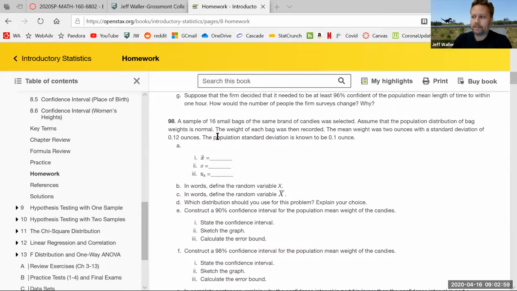0.1, it says, is the population standard deviation. Now notice, a sample of 16 bags was taken. The weight of each bag was recorded. The mean weight was 2. Okay, that's the sample mean. And the standard deviation was that. Okay, that's the sample standard deviation. How do I know? Because it came from the sample. They're talking about the sample, right? The last sentence says population standard deviation.